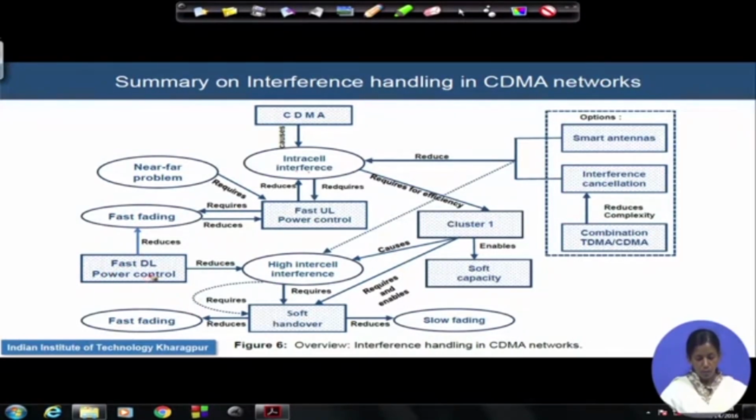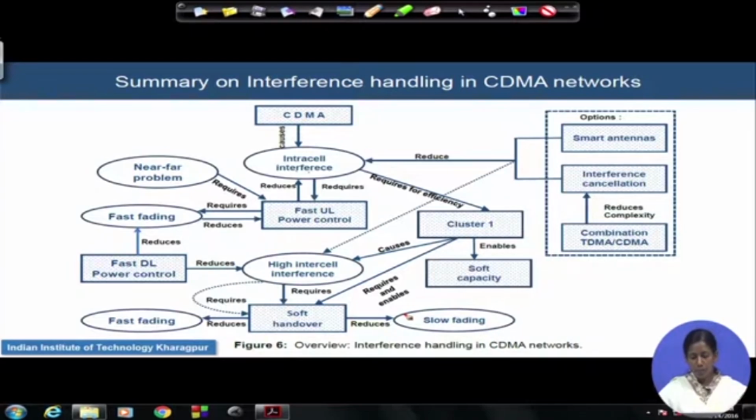So, fast downlink power control is a very good medicine for your fast fading as well as for the high intercell interference. Soft handover reduces your fast fading, and soft handover also can handle the slow fading.